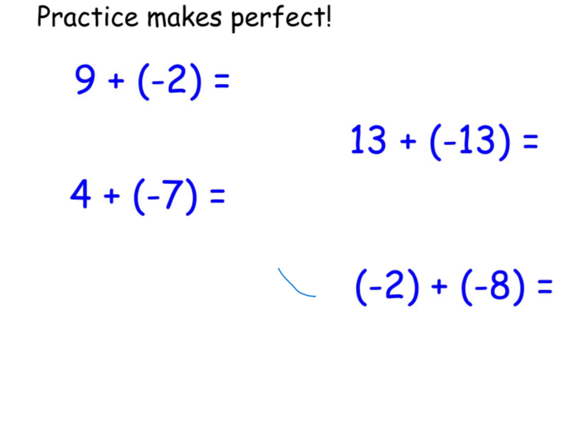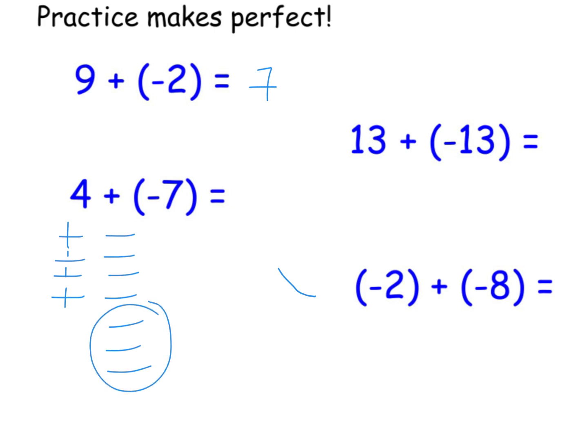So the first one, that's 9 and -2, that's just 7. 4 and -7 is 4 take away 7. So 1, 2, 3, 4 positives. 1, 2, 3, 4, 5, 6, 7 negatives. You're left with -3. 13 plus -13 just takes you back to 0. And a -2 and a -8 is a -10 altogether.